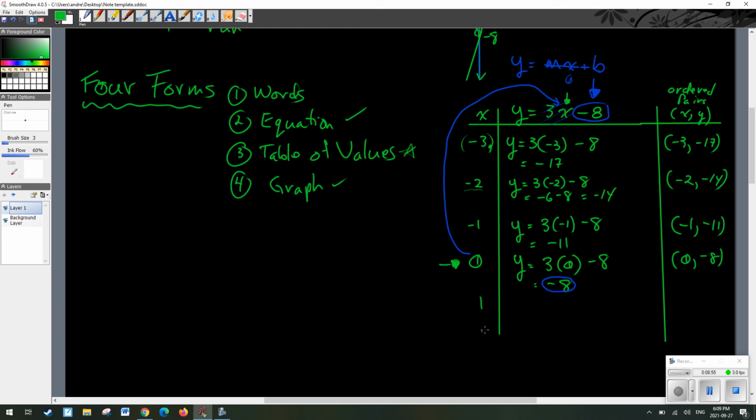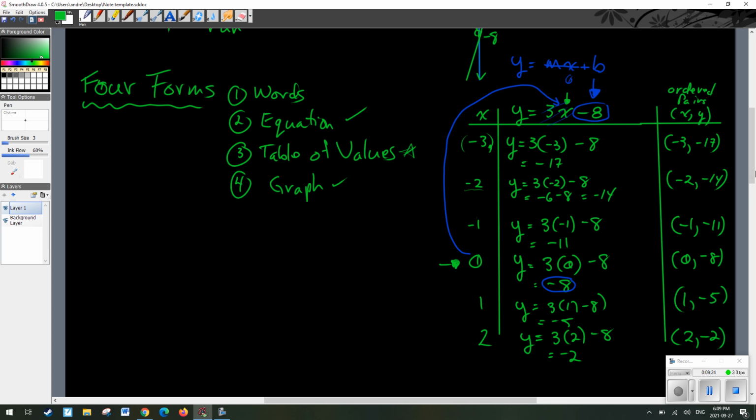I'm only going to do a couple more. So y equals 3 times 1 minus 8. Well, that's going to be -5. And so it would be 1, -5. And for 2, y equals 3 times 2 minus 8. So 3 times 2 is 6, minus 8 is -2. So then we're going to have an ordered pair 2, -2.